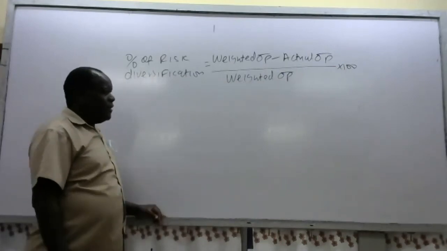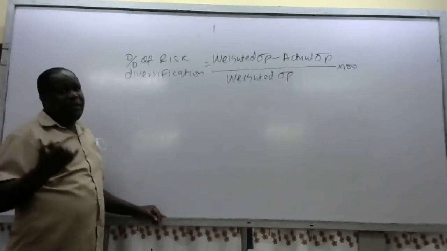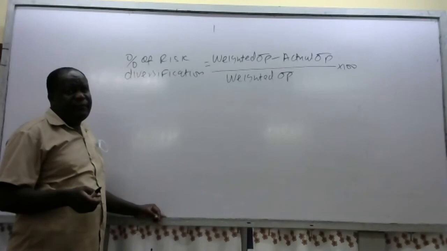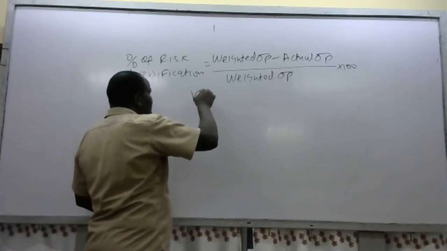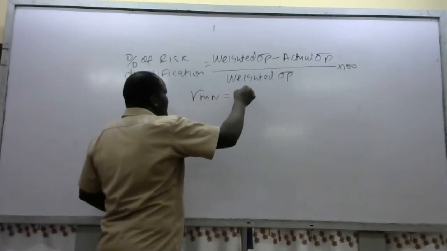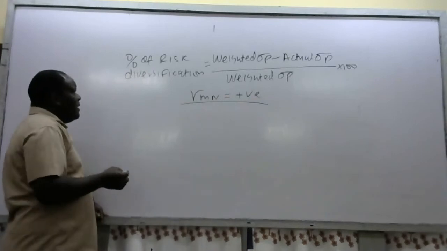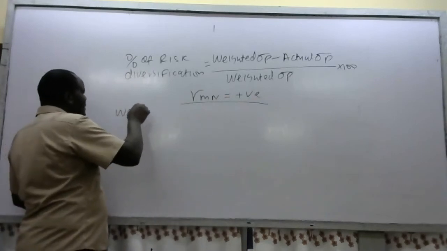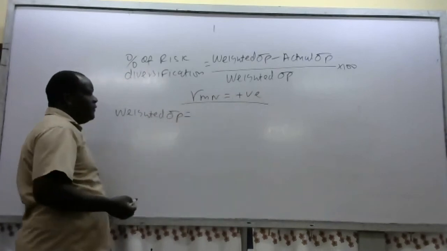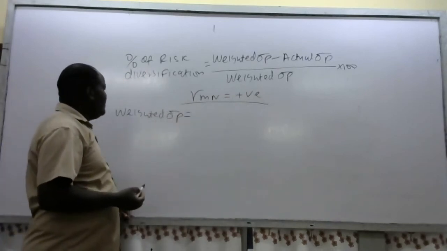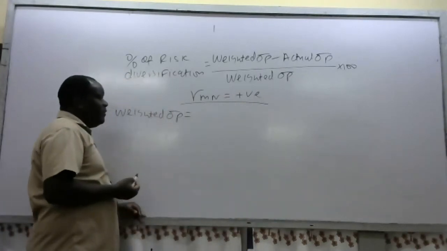So the correlation coefficient was perfectly positively correlated. That means that our correlation coefficient between M and N is positive. When it is positive, the weighted standard deviation for the portfolio is the same as the weighted average.